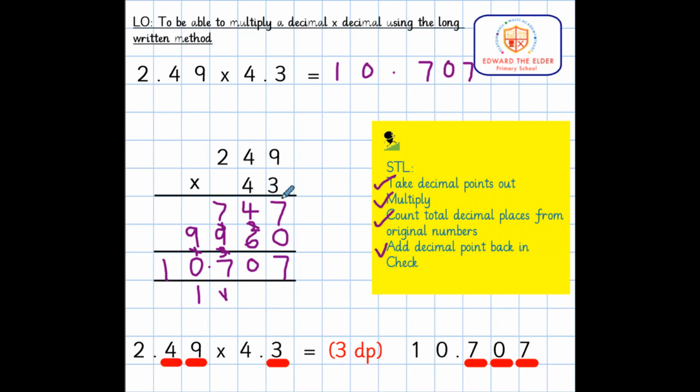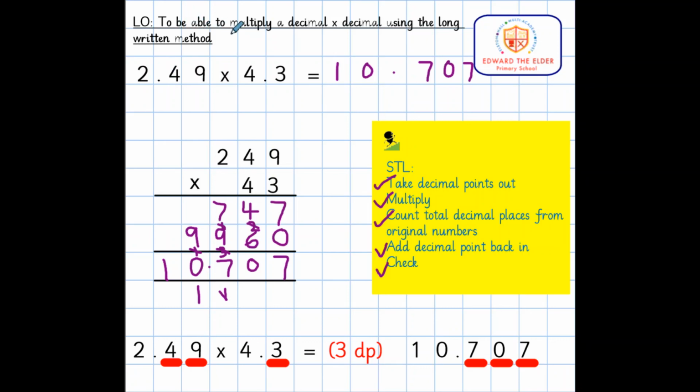So, a very quick overview to check, because remember we always check at the end. Have we multiplied using the long written method? Yes, we have. Have we included the placeholder? Yes, we have. Have we counted the decimal places from the original number? 1, 2, 3. Yes, we have. So therefore, in our answer, there should be 1, 2, 3 decimal places.